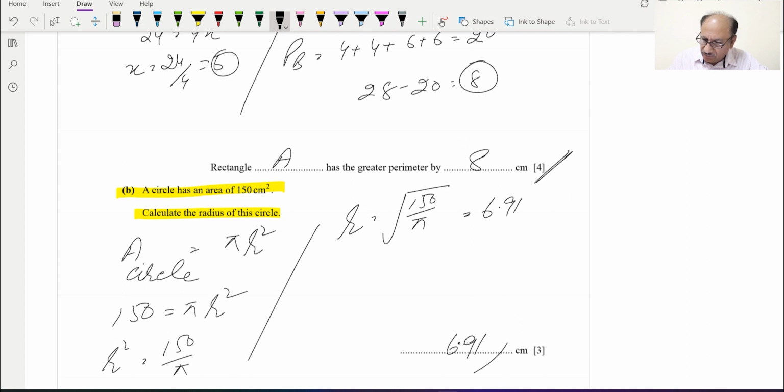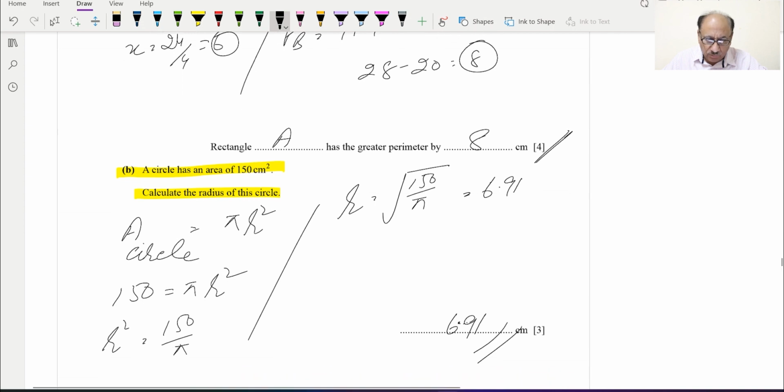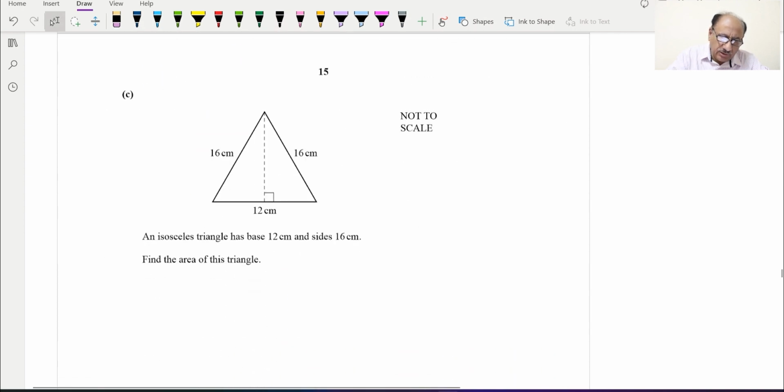6.91 will be centimeters. Answer for 3 marks. Hopefully you understood this. Now part C, diagram is again provided, which is not to scale. An isosceles triangle has base of 12 and side of 16. Find the area of the triangle.